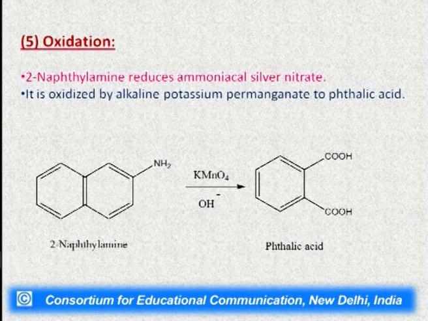So, the product is named ac-tetrahydro-2-naphthylamine. Then comes the oxidation reaction of 2-naphthylamine. It also reduces ammoniacal silver nitrate, which is called Tollens reagent. It is oxidized by alkaline potassium permanganate, called Baeyer's reagent, to give us phthalic acid. Here the oxidation takes place in that ring in which we have the amino group. So, we will get the oxidized product phthalic acid, which is also used in the dye industries.